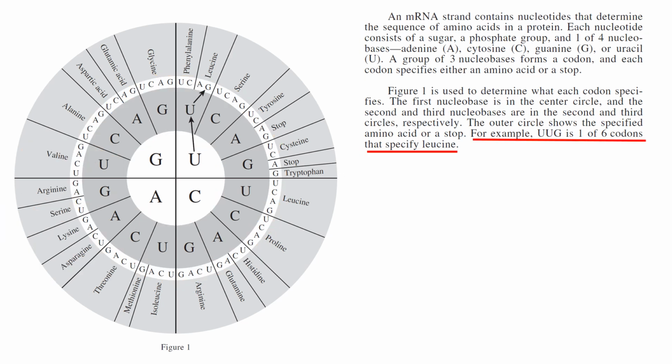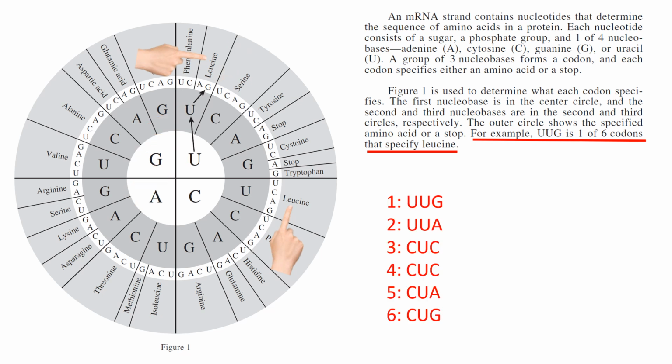It says, for example, UUG is one of 6 codons that specifies leucine. So we see leucine in 2 places, and it says UUG has those arrows to point it out. We also have 5 others. UUA, for example, will be the second one, and then CUC. So I'm going to do all 6 of them.